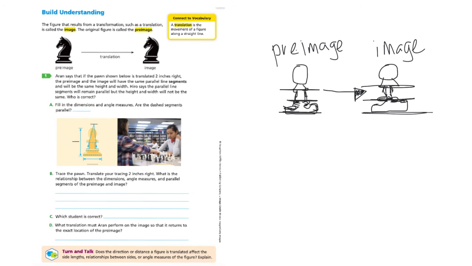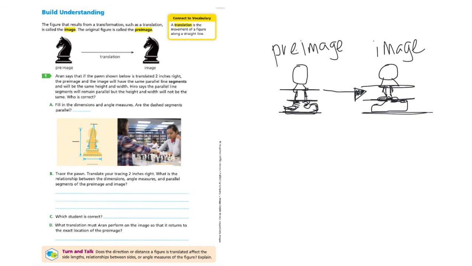And so that SL in translation always helped me remember that that's what transformation it was. So they say the figure that results from a transformation, such as a translation, is called the image and pre-image. And they show you again with the knights from the chessboard. So they tell you that Aaron says that if the pawn shown below is translated 2 inches to the right, the pre-image and the image will have the same parallel line segments.